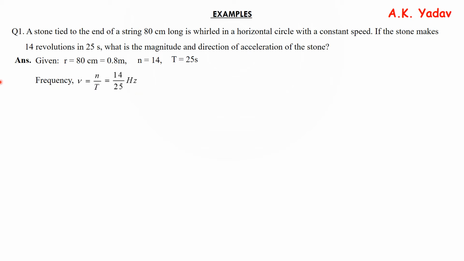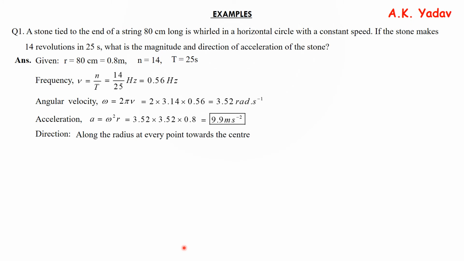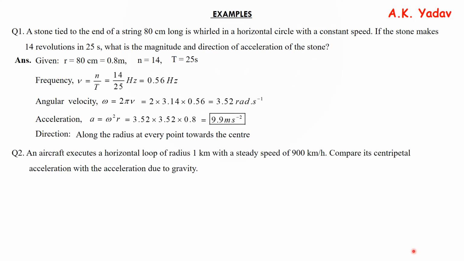So that gives 14 by 25, that is 0.56 hertz. Angular velocity omega is 2 pi nu. We put the values, what we get, 3.52 radian per second. Then acceleration A equal to omega square r. We put the values, what we get, 9.9 meter per second square. Now the direction, it is along the radius at every point and it is towards the center.